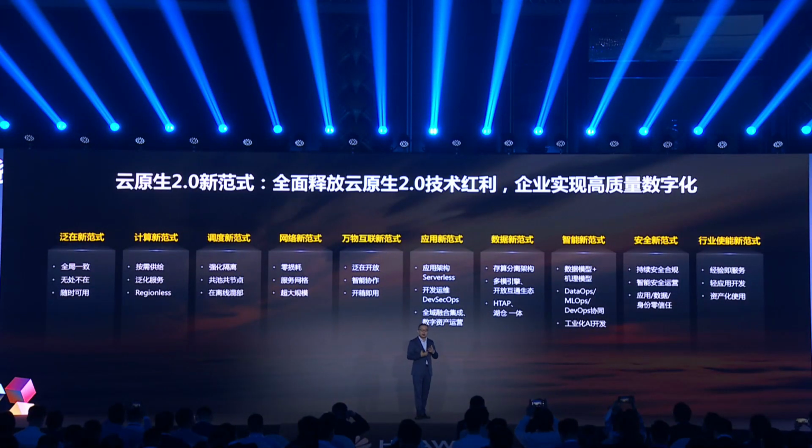After one year's practice, together with partners, we have worked on many cases and extracted best practices. As cloud native is so important, I think you are wondering, how can we move to cloud native? Your company may also want to become a cloud native company. How can you do that? And how can you achieve digitalization and intelligence?